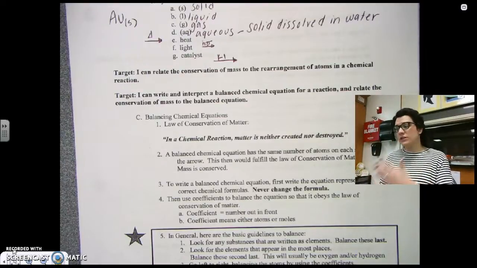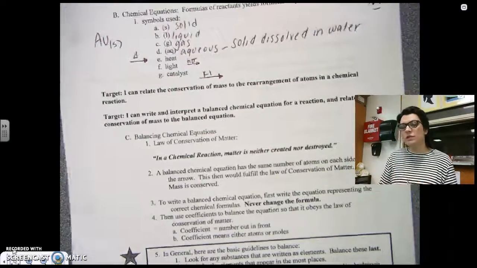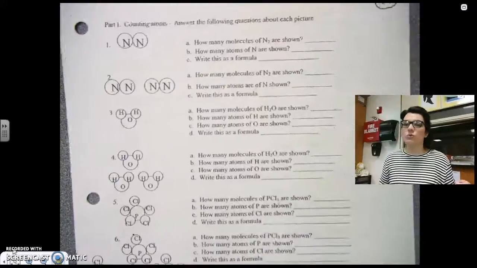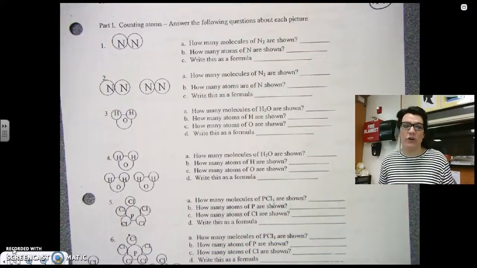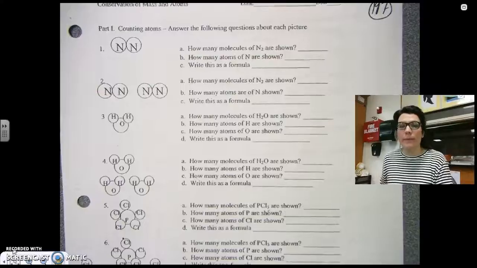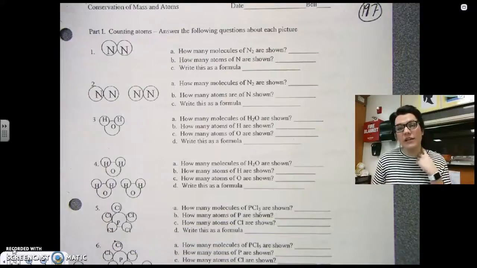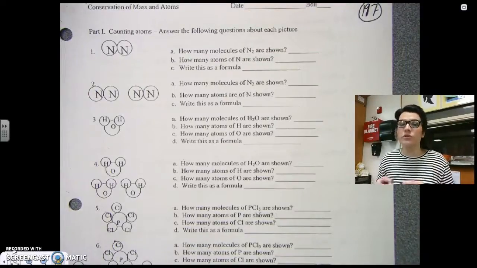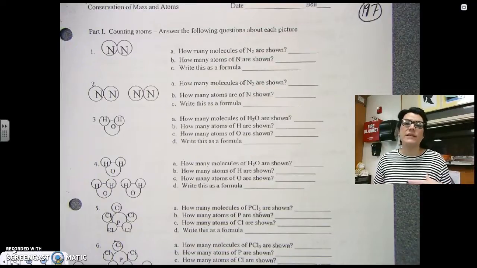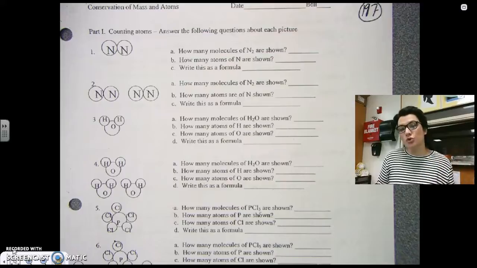So that's going to be it for this notes part of the section. I do want to talk about and refresh your memory on how to count atoms and molecules. Okay, so I'm going to do a couple of these, and then I want you to actually finish these for homework. So, for instance here, if I look at number one, it says how many molecules of N2 are shown.